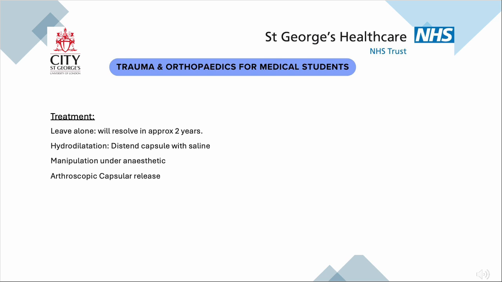If they don't get better, then another option is a manipulation under anaesthetic, which is exactly what it says. Patient is sent to sleep, the shoulder is manipulated, and that usually regains the range, and then occasionally you can proceed to an arthroscopic capsular release, but this is fortunately quite rarely done.